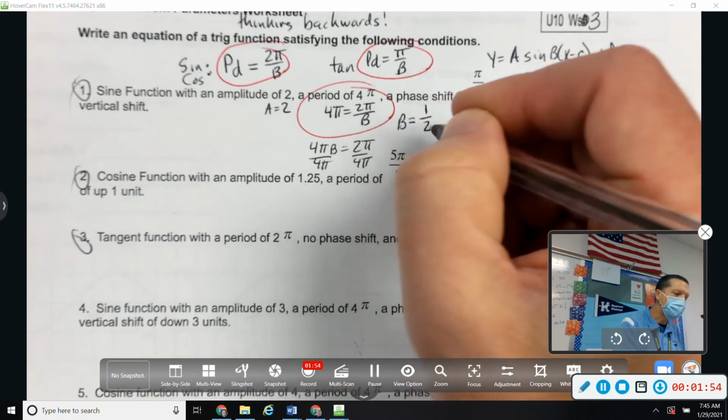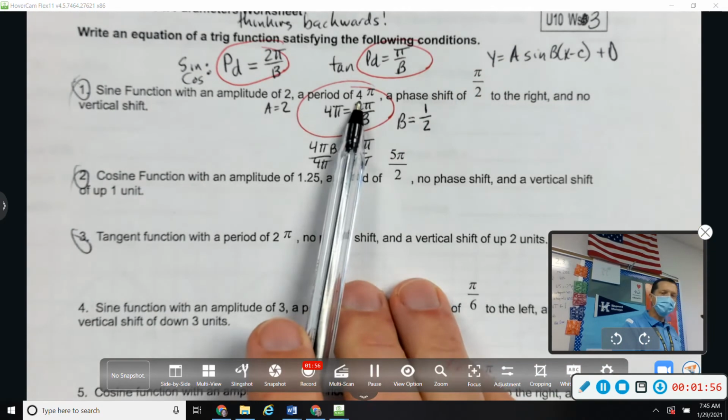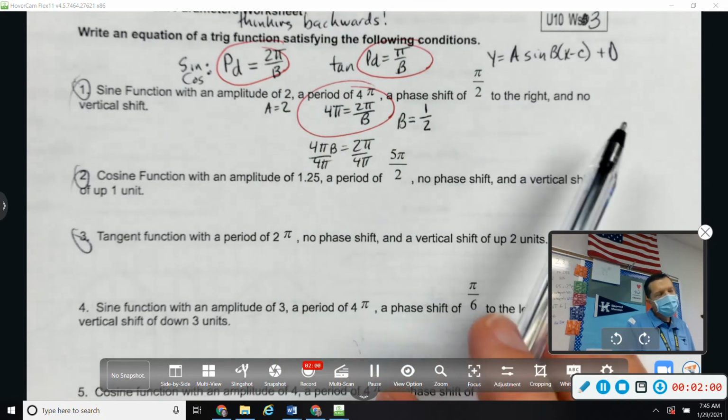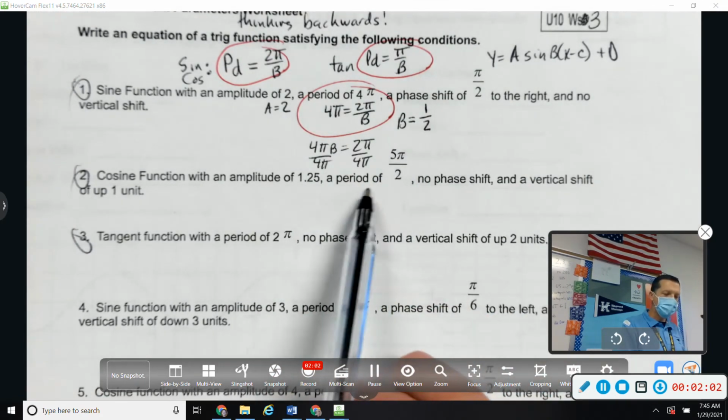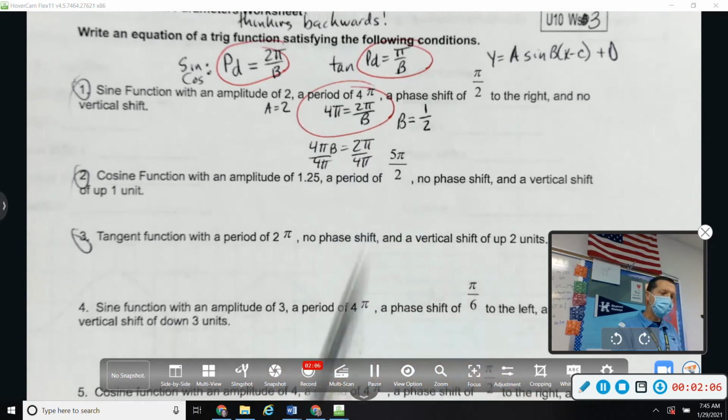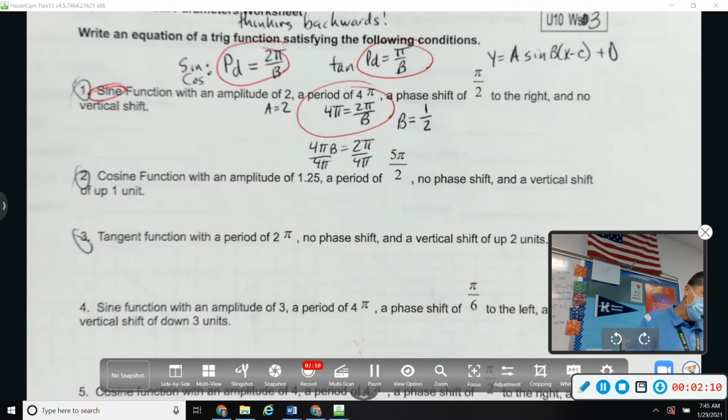Now, if you've done a bunch of these, you might get that right away because you're like, well, if the period doubled, that meant b was a half. But sometimes you get weird periods, and so just set period equal to 2 pi over b to figure out what b is.